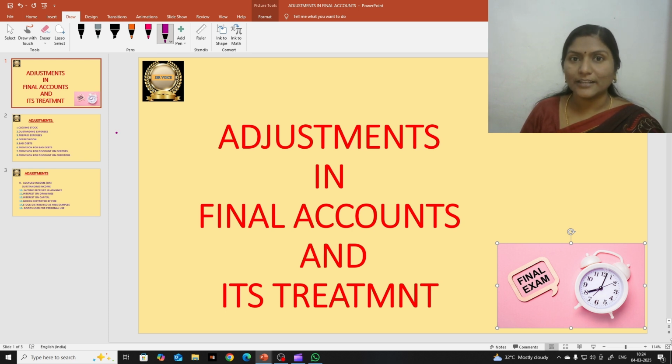So let us go into the lecture, because understanding the adjustments and their treatment is very important in the final accounts, because intermediate students are going to get this final accounts problem for 20 marks, and BCom first year's first sem students are going to get the final accounts problem for 12 marks. So it is playing a very important role in the final examination, as the weightage is more, and it is very important for the student to know the adjustments also. So let us go into the discussion.